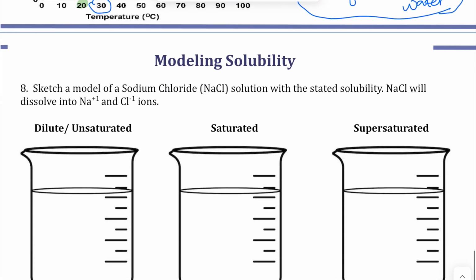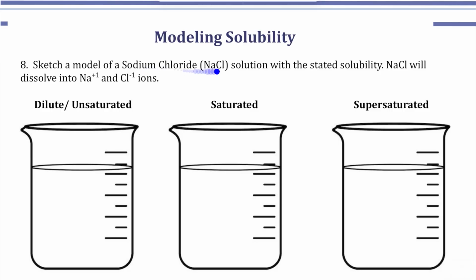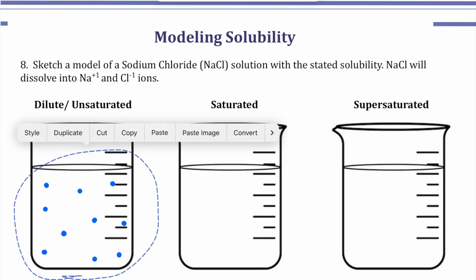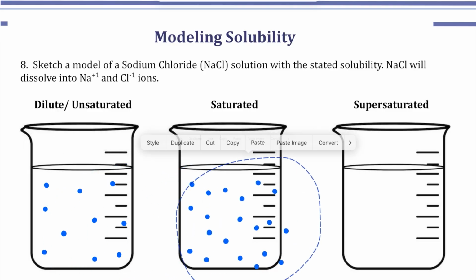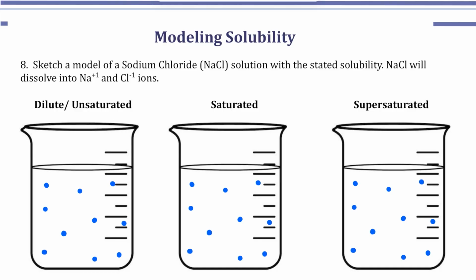So how can we model solubility? If we're going to model sodium chloride solution with the stated solubility, we've got some beakers with water here. One thing to know is that when an ionic compound dissolves, it will break into its positive and negative ions. So sodium chloride will dissolve into positive and negative ions. When I'm looking at this, I'm going to model my water molecules on here. I'm going to add water molecules into each of these beakers. I'm going to just do a little copy so that they all have the same amount of water in them. So those dots are just representing our water molecules, our solvent.